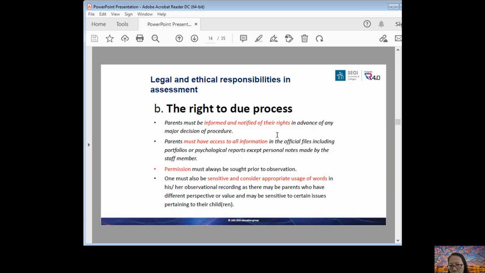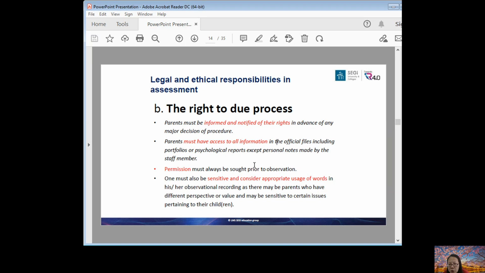Parents must have access to all information in the official files. When you do an observation, you have a portfolio for the child. The parents must be able to access all these files. You must be able to show the parents the child's portfolio, what she has done, what she can do, and things like that, and the product of the things that she has done.